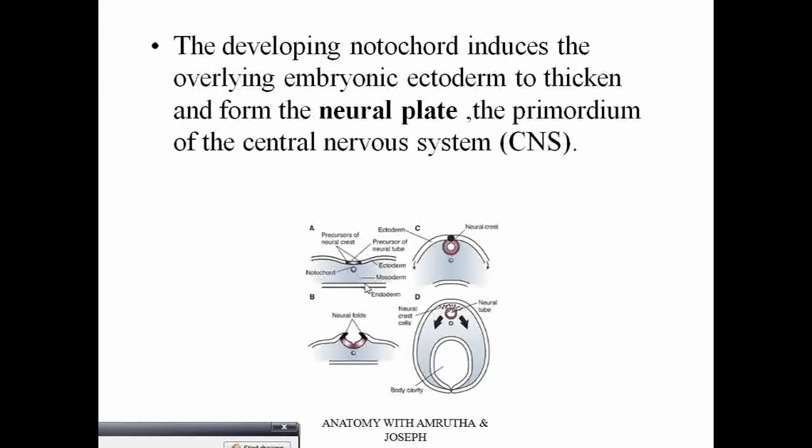Ectoderm, mesoderm and the endoderm. Now the folding process also occurs here. The developing notochord induces the overlying embryonic ectoderm to thicken and form the neural plate. So the notochord initiates or stimulates the ectoderm to produce the neural plate. Neural plate is a structure which is going to give rise to the nervous system.